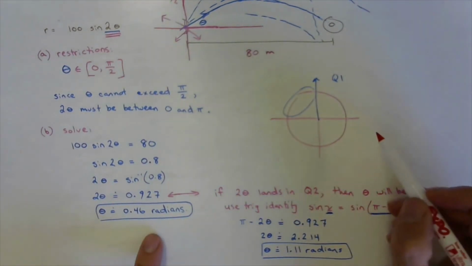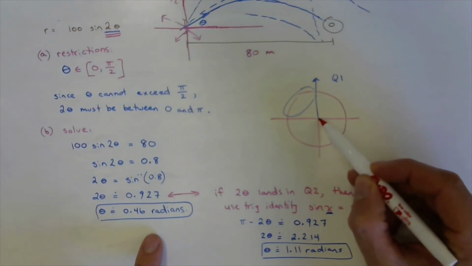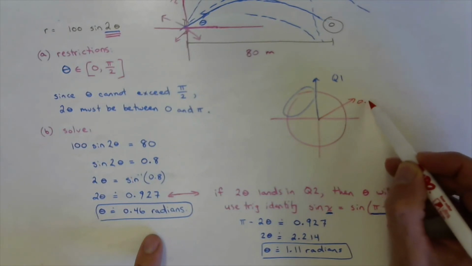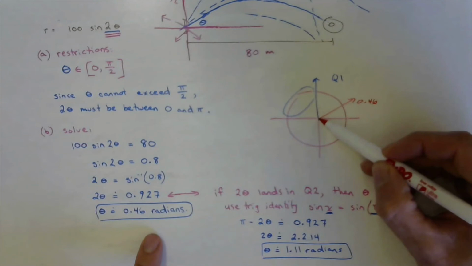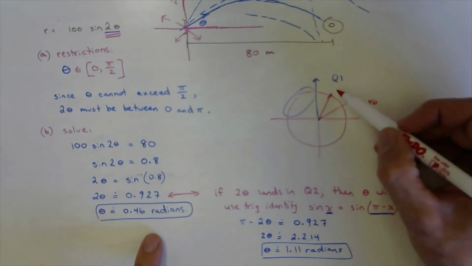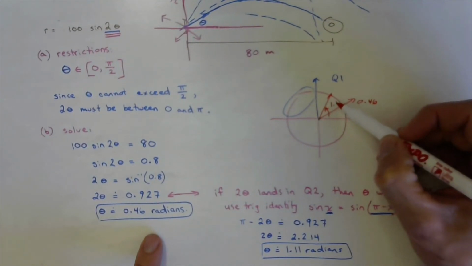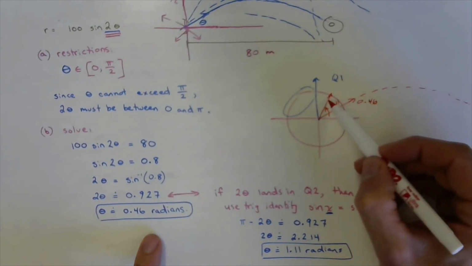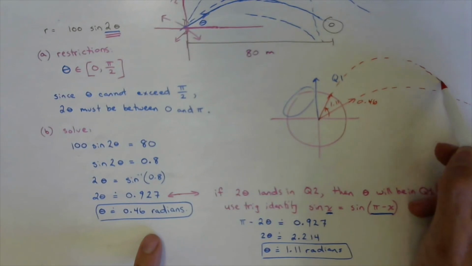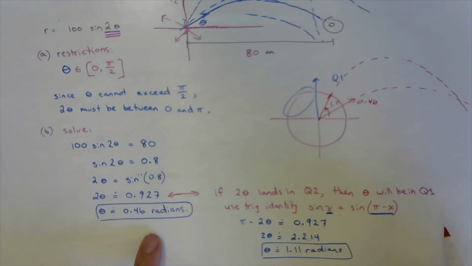So what we figured out is that the archer can either shoot it at this angle of 0.46 or at this angle of 1.11. This will go 80 meters, and this one will go 80 meters. Make sense?